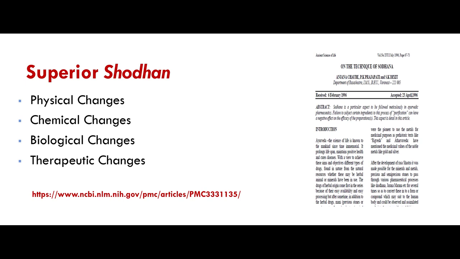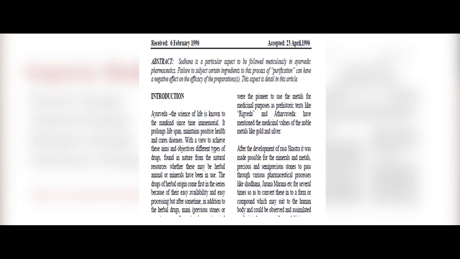Yes, in this slide, all the objectives of the Shodhan are being achieved by the changes taking place there: the physical change, the chemical change, the biological change, and the therapeutic change. This paper was published by the Department of Rasa Shastra in 1996, submitted in February 1996 and accepted on 23rd April 1996. It was the period when very few journals were available and accepting these research papers, and it was published in Ancient Science of Life.